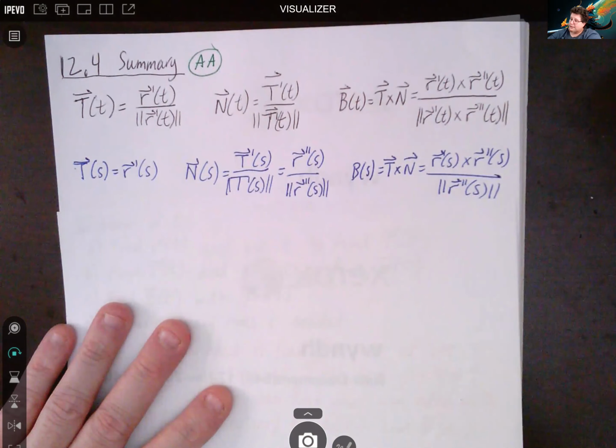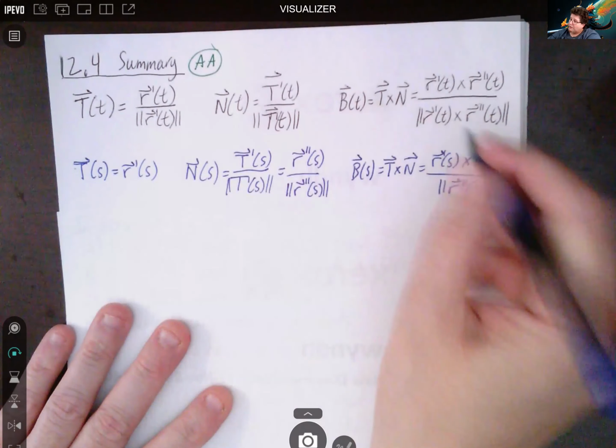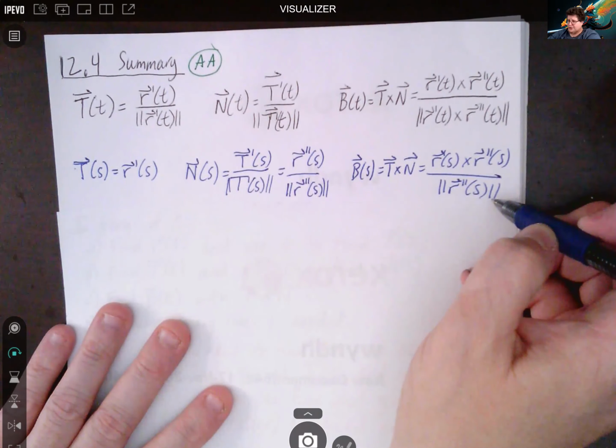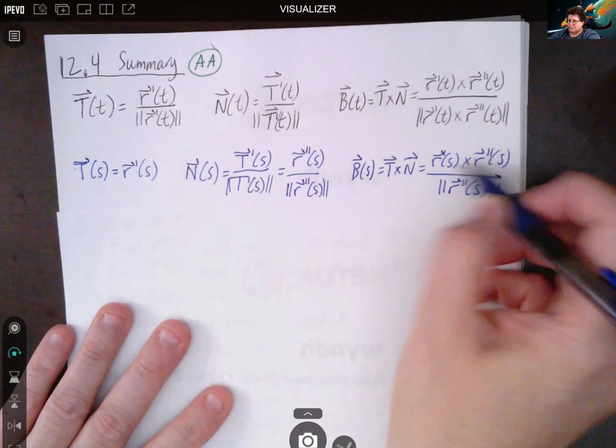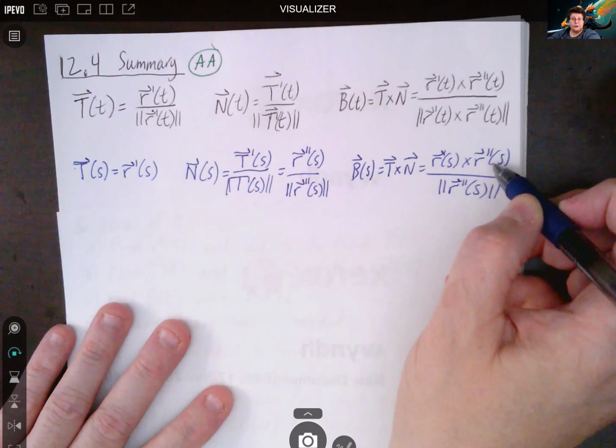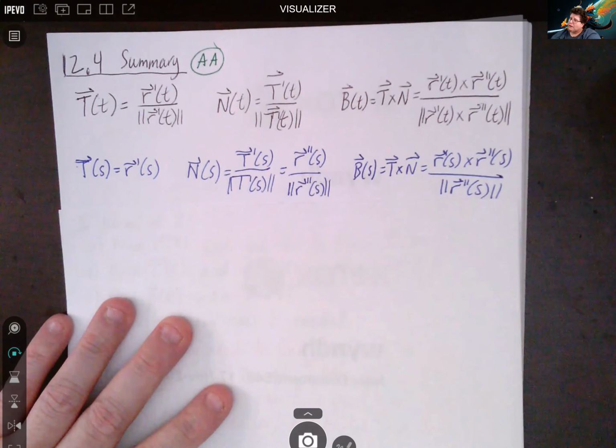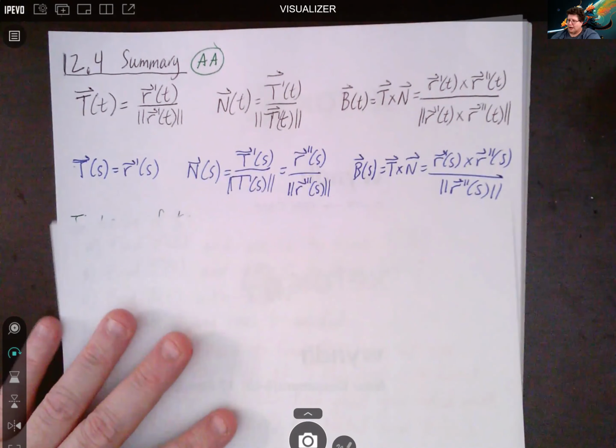There are two forms for doing b here. We could do T cross N, but we've already calculated the magnitude of r double prime to do the N vector, so it might just be easier to do r prime cross r double prime for the binormal vector. Then those are the options we have.